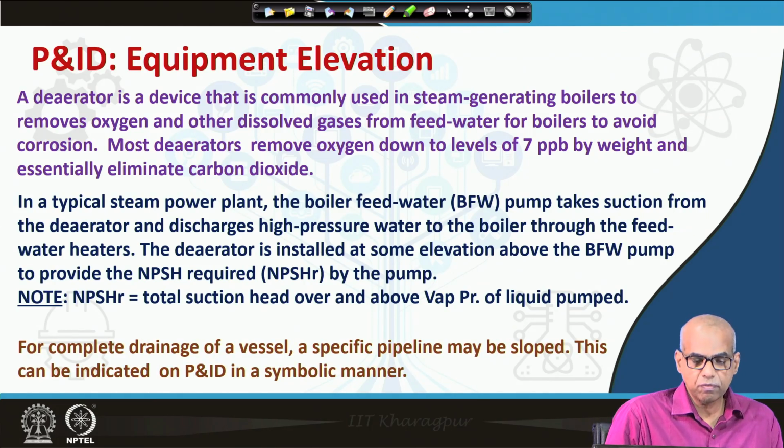For complete drainage of a vessel, a specific pipeline may be sloped. This can also be indicated on the P&ID in a symbolic manner.